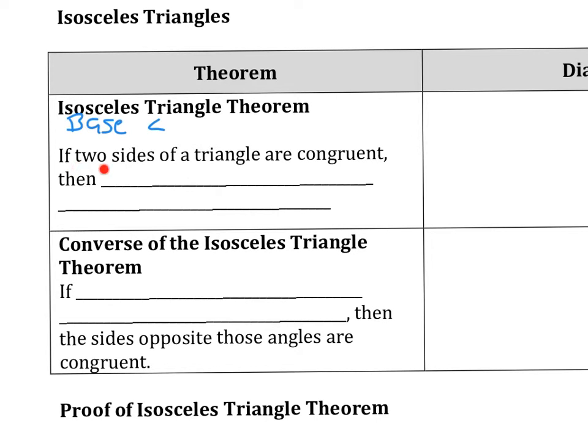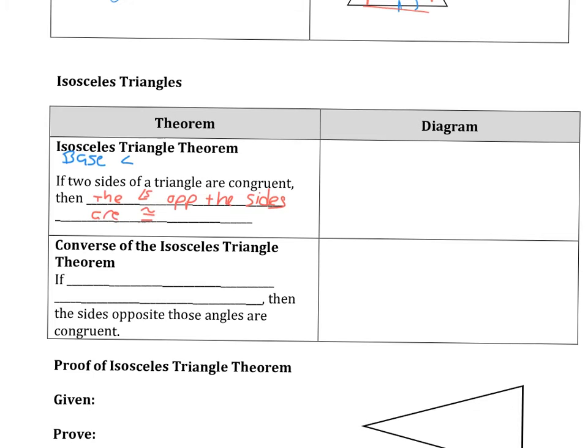And it says this: if two sides of a triangle are congruent, then the angles opposite the sides are congruent. Then the angles opposite are congruent. So what does that look like? Well, we have an isosceles triangle. Looks like this. And notice what it says. The given part, the hypothesis, is that two sides are congruent. Therefore, it's an isosceles triangle by definition.